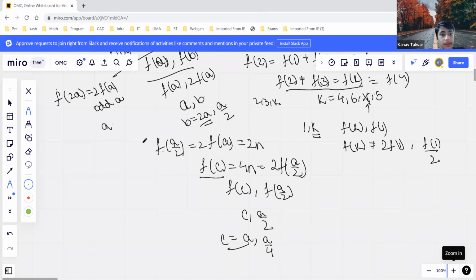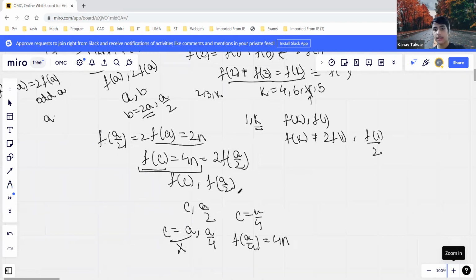How did we construct C? What was f? Yes, perfect. So if C were A, but we constructed C such that f of C is equal to 4n, right? But we assumed that f of A is equal to n. So how can C be A? Yes, exactly. So C is not A. This is not possible. So C must be A by 4. That is, f of A by 4 is equal to 4n.